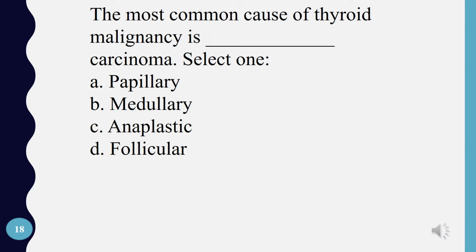The most common cause of thyroid malignancy is what type of carcinoma? A. Papillary. B. Medullary. C. Anaplastic. D. Follicular. The answer is A. Papillary.